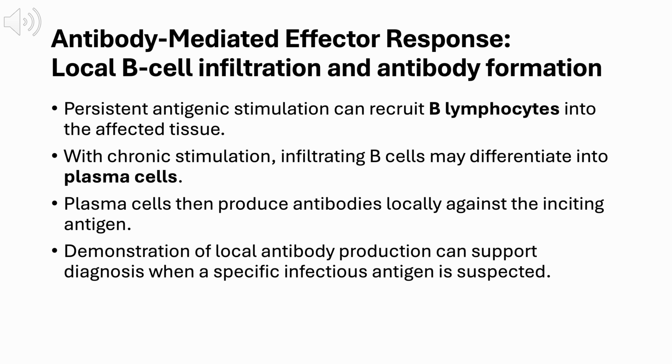This has a powerful diagnostic implication. Demonstrating local antibody production can support a diagnosis when a specific infectious antigen is suspected. If you can show that antibody against a particular pathogen is being made inside the eye at levels that can't be explained by leakage from serum, you have compelling evidence that the pathogen is driving the intraocular disease. This principle of local intraocular antibody synthesis is the foundation of a specific diagnostic tool we'll examine next, the Goldmann-Witmer coefficient, and its elegant application in Fuchs' uveitis syndrome.